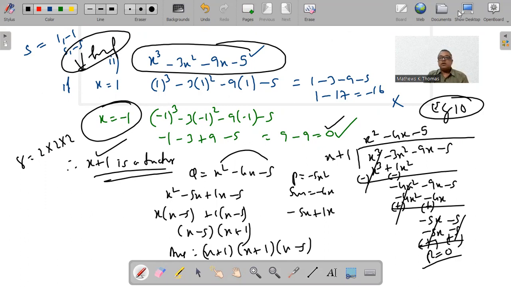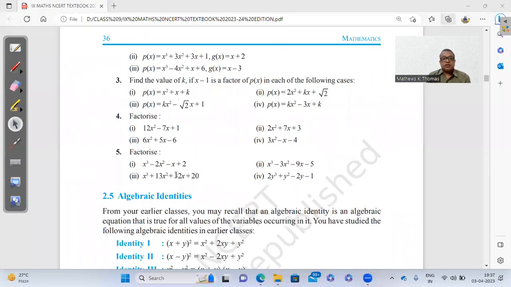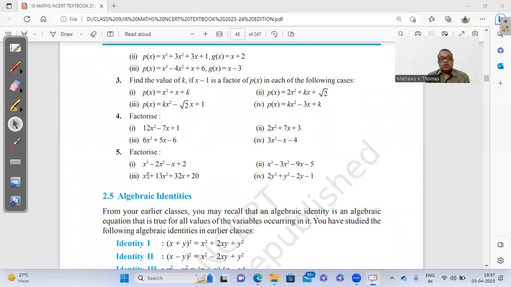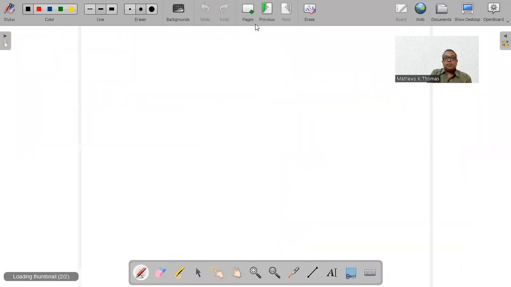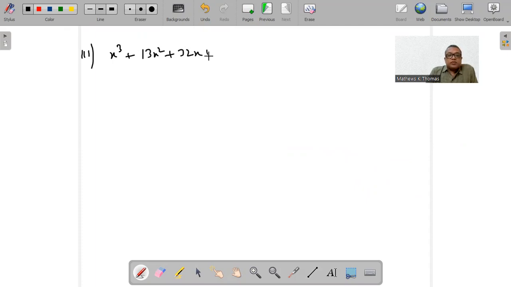Now we go to the next one, that is the third one here. x cube plus 13x square plus 32x plus 20. Again, we are going to use the hit and trial method. So I'm going to use the same method as we did just now. Those who didn't understand the second can understand the third. I'm repeating the whole procedure for the third part as well.